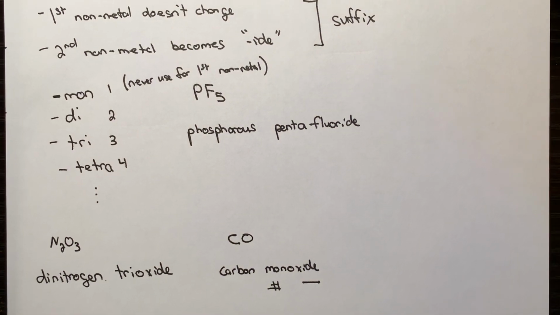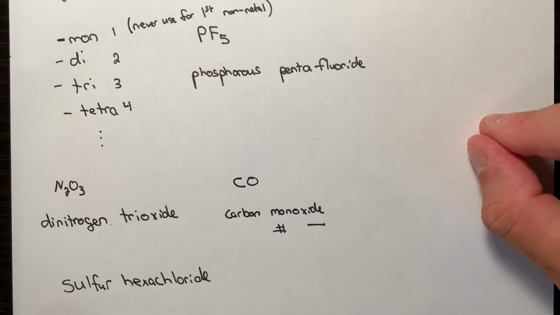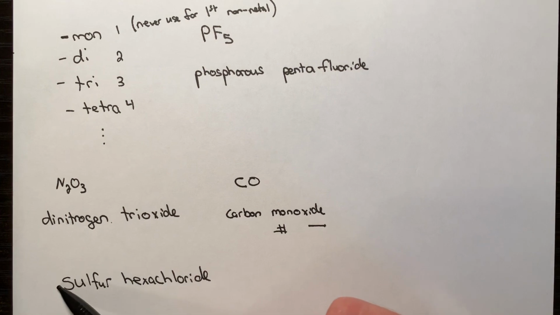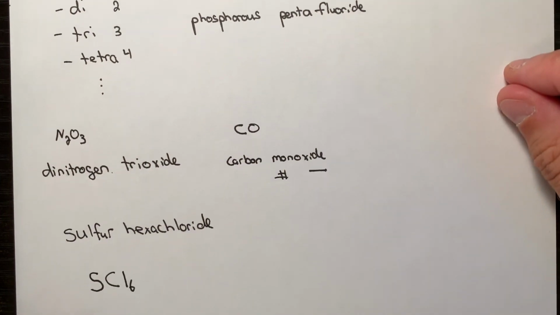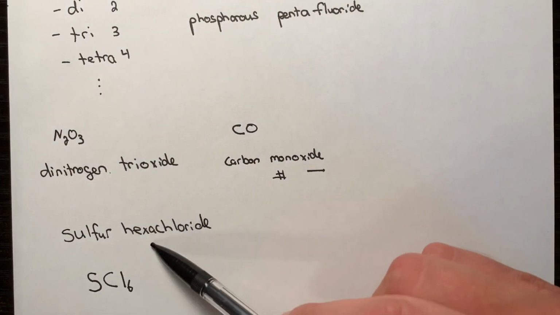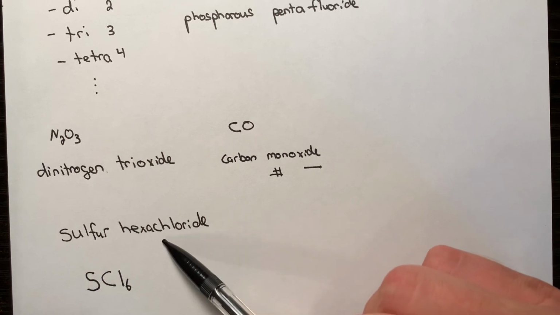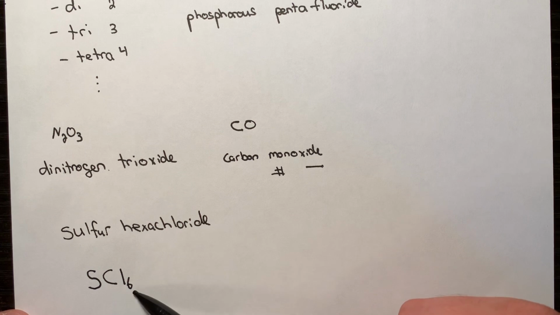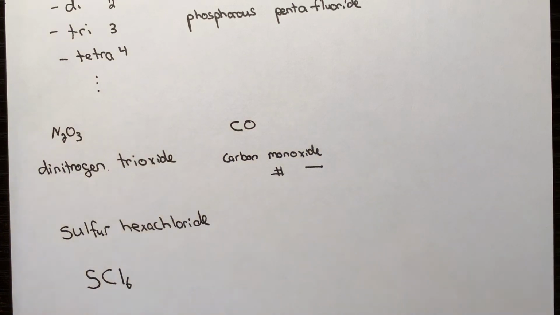Okay. Besides that, if you're given a name, something like sulfur hexachloride, because there's no prefix, we know that we're talking about just one atom. In this second portion here, chloride is coming from the atom chlorine, hexa indicating that we have 6, so SCl6.